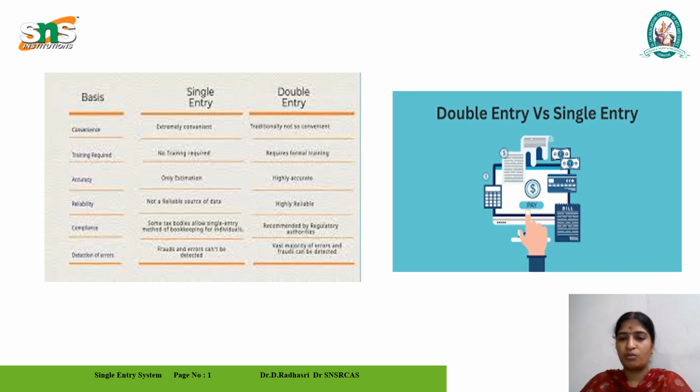The single entry means we calculate on only one side of the pages. It uses the closing capital, the opening capital, the additional capital introduced in the business, and the drawings. These are the four items we use in the single entry system. Let us see how we use the single entry system on a single side of the pages. Closing capital. What is the closing capital?